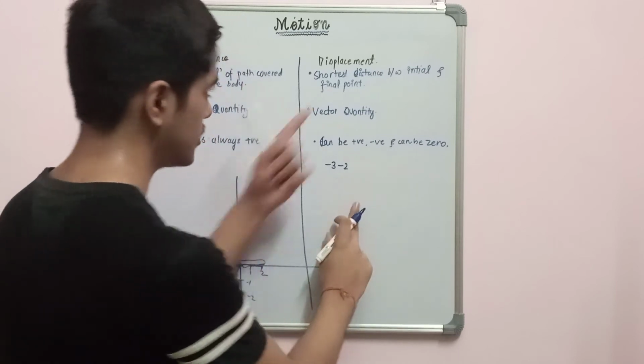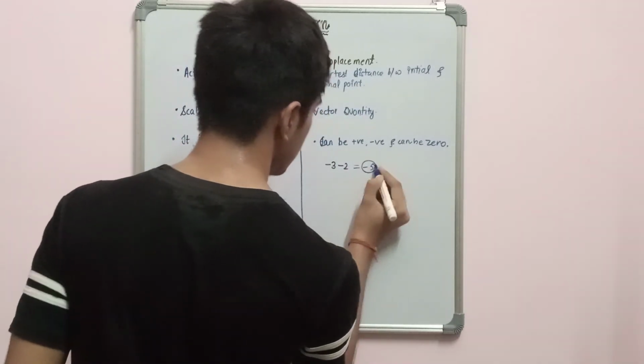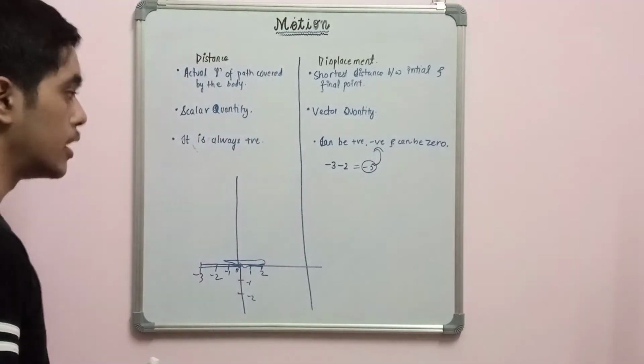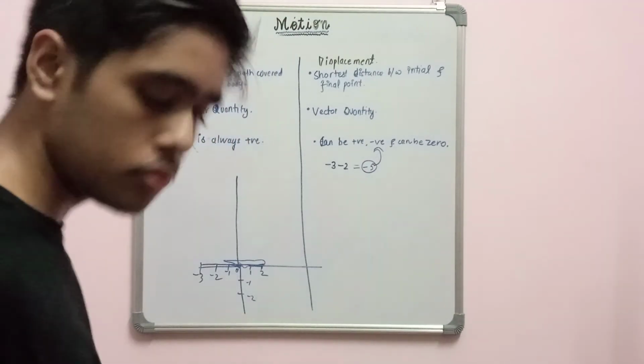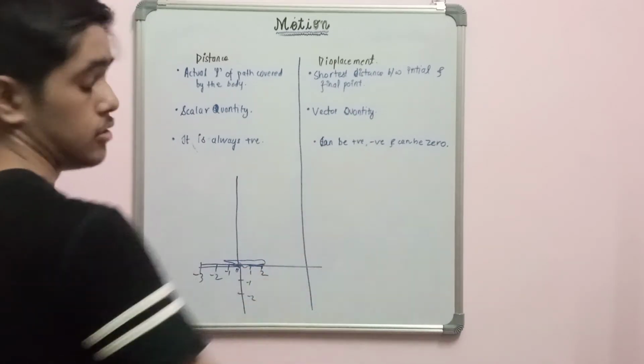Minus 5, because it's the shortest distance between initial and final. So you get minus 5. So it's a negative number. It can be positive as well. I will show you how it is positive as well.